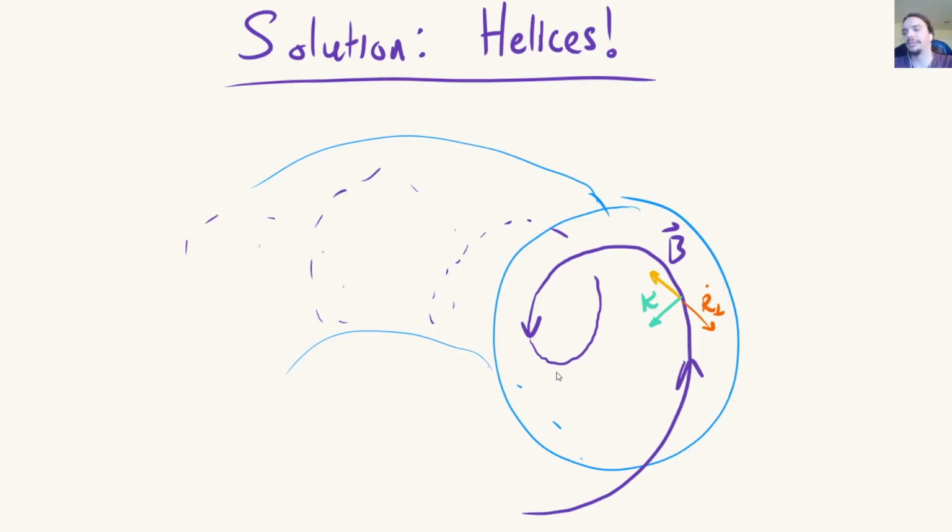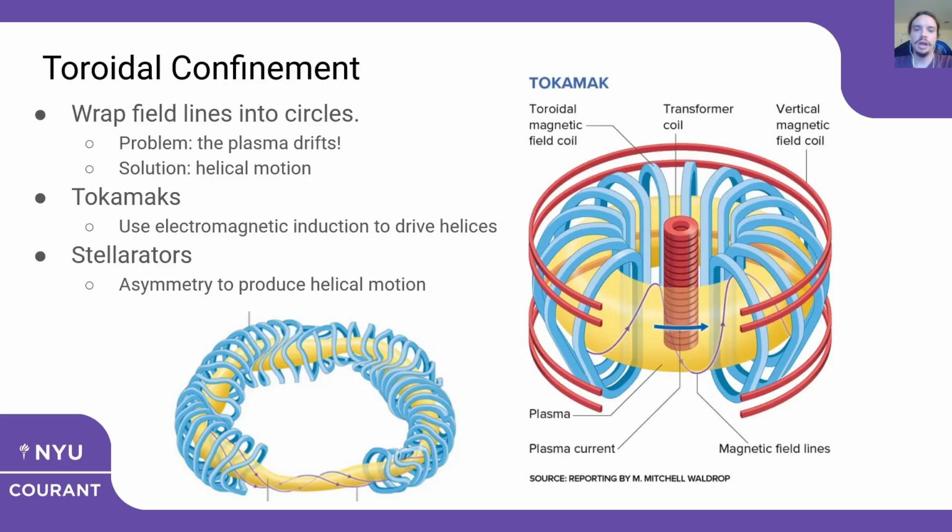Okay, that's going to be a problem for us to solve later, but for now, let's see what the two big ideas that come out of this idea of wrapping our field lines into circles are. One of the types of devices that we have is the tokamak. The tokamak does exactly what we just said. It's a symmetrical donut where we take a magnetic field line that's going around in a circle and we have to wrap it up into a helix.